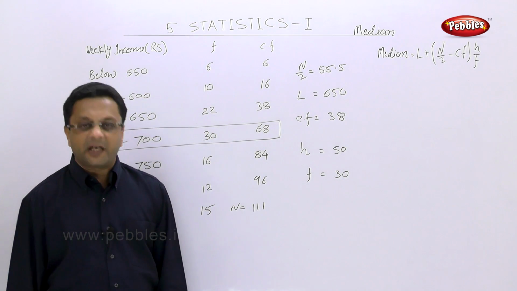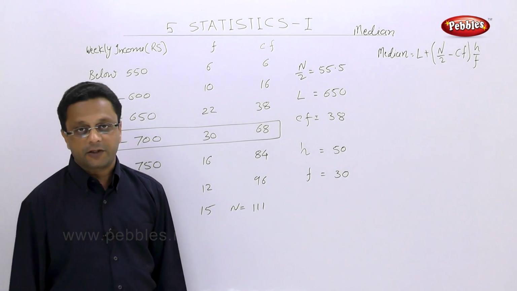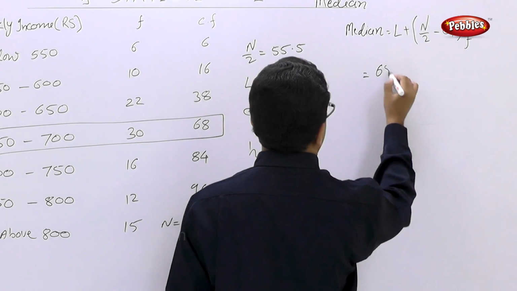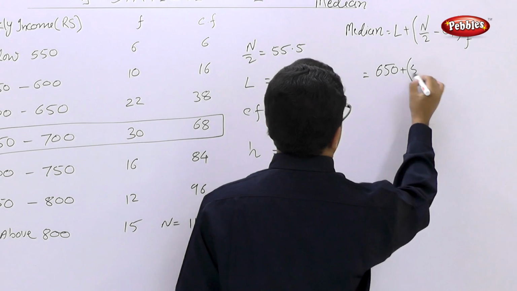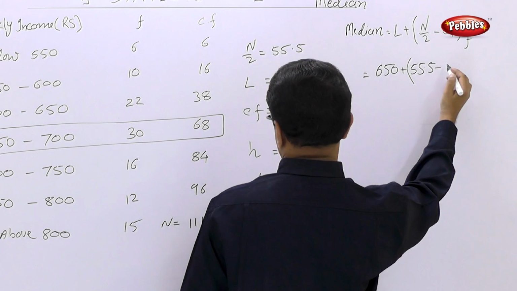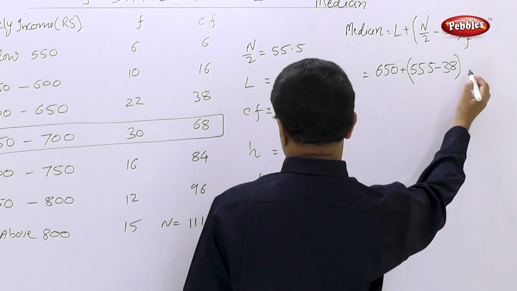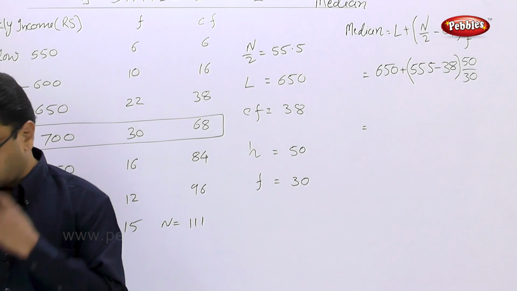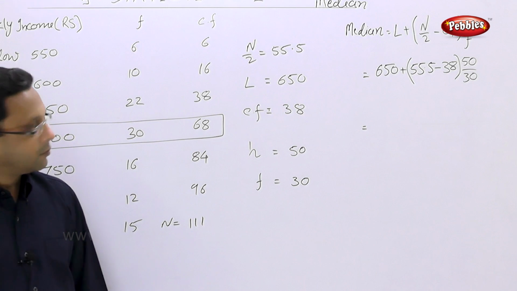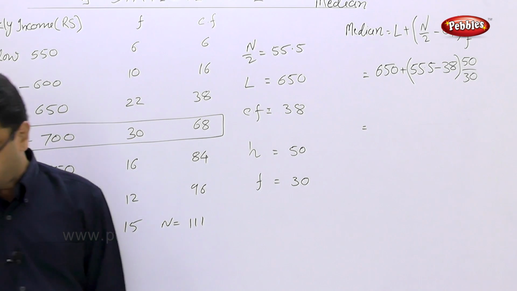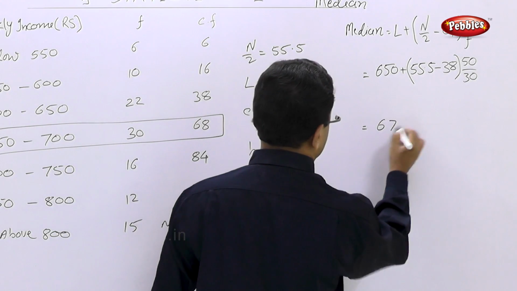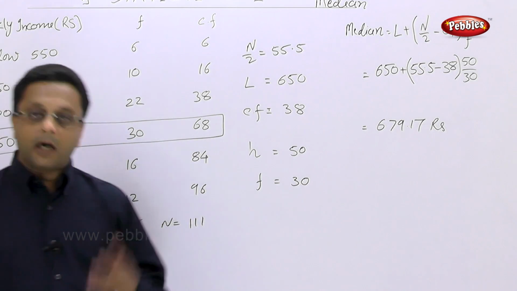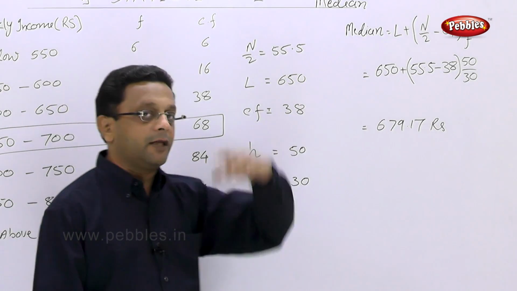Pause your video now, quickly substitute in this formula and find out the answer. The answer is the median equal to 679.17 rupees.